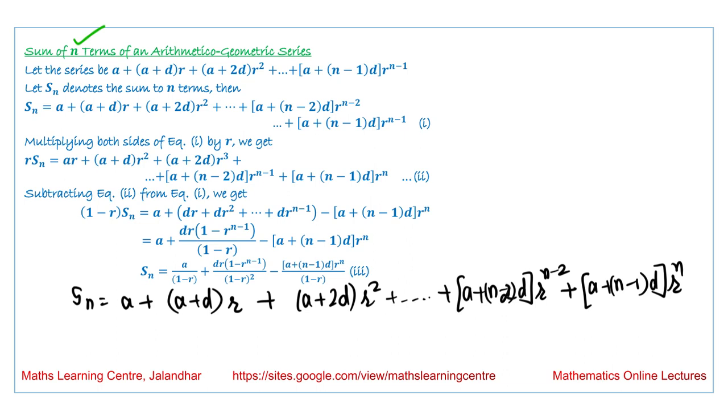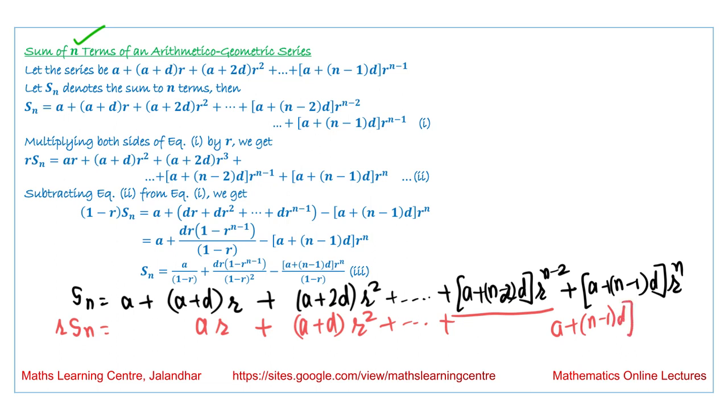Now if we multiply both sides of this equation by r, we obtain r times Sn, that is equal to ar plus a plus dr square, plus so on up to, when this term is multiplied with r, a plus n minus 1 d r raised to the power n minus 1. This power is n minus 1. And the last term we obtain is a plus n minus 1 d into r raised to the power n.